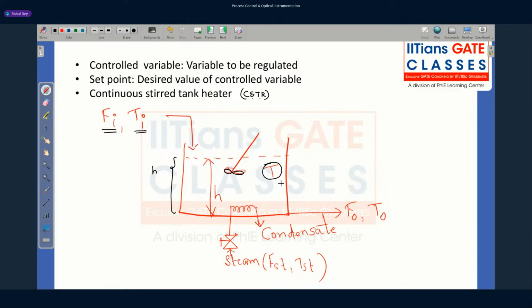And our main purpose is what? That we need to heat this water to a certain temperature T naught with the help of the steam. Okay, steam is passing through this line. So now can anyone tell me what are going to be my input variable, output variable, and manipulated variable? What is my input variable? What is my output variable? And what is my manipulated variable? So tell me, what do you think will be the input variable, output variable, and manipulated variable?